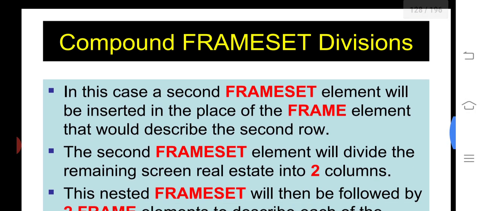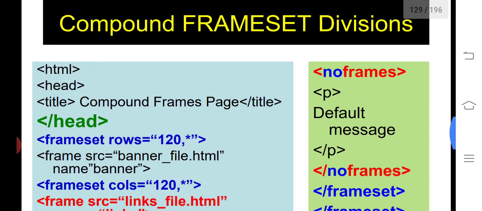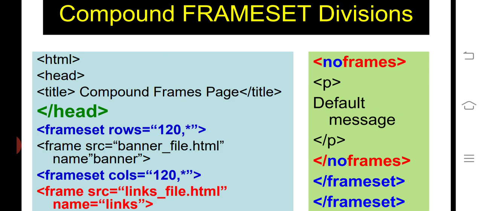So the components of frameset division: in case a second frameset element will be inserted in the place of a frame element, that would be described in the second row. So here the second frameset element will divide the remaining screen real estate into two columns. This nested frameset will then be followed by two frame elements to describe each subsequent frame division created. So here each division that frameset is created.